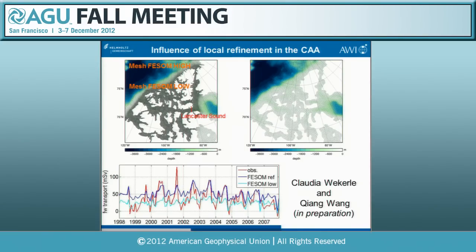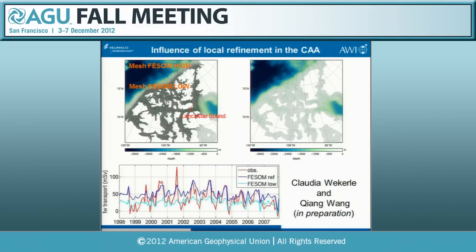And the red curve depicts the data, and this light bluish line is a low resolution result. You see that the reference run tends to underestimate the mean transport and its variability, while the refinement, so this bluish line, does a lot of improvement. And the same message here as in the previous slide, this is a result from the global ocean simulation. No open boundaries are here, just the CAA region is shown.